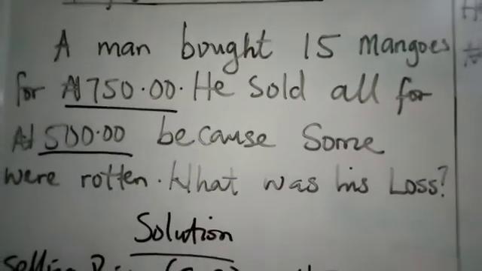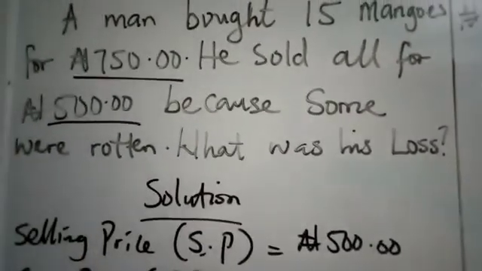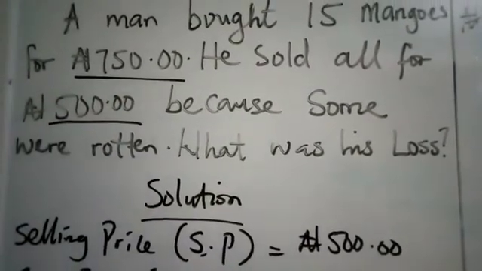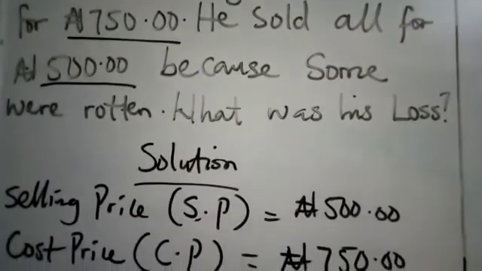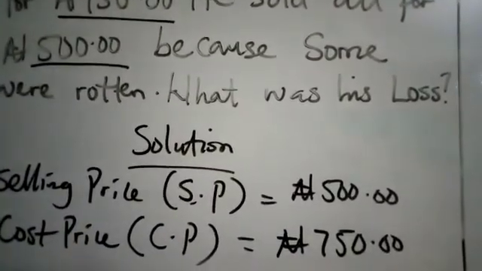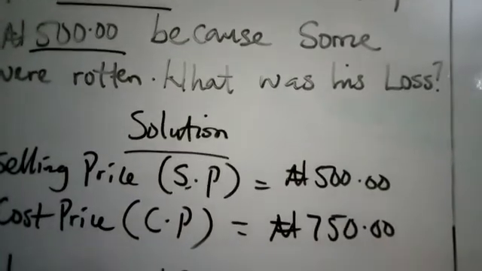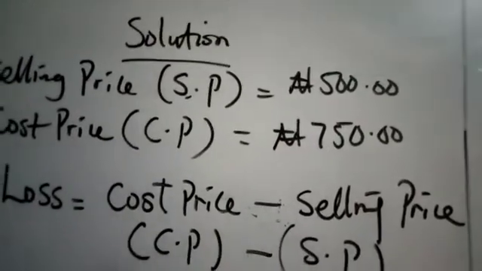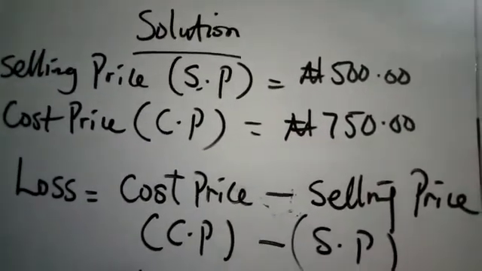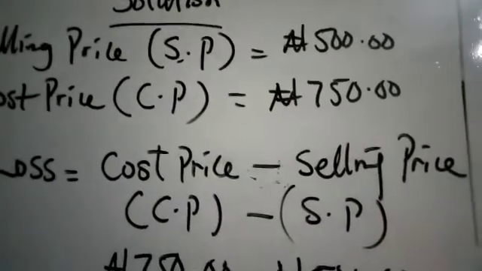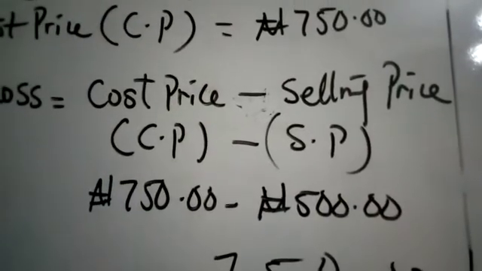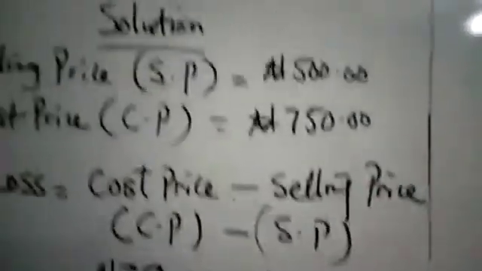So let's go solving. The selling price, which can be represented by SP, is 500 naira, and the cost price is 750 naira. To get our loss, we simply say the cost price minus the selling price. The cost price is 750 naira, and the selling price is 500 naira. Subtracting them gives us 250 naira. So the trader made a loss of 250 naira. Very simple.